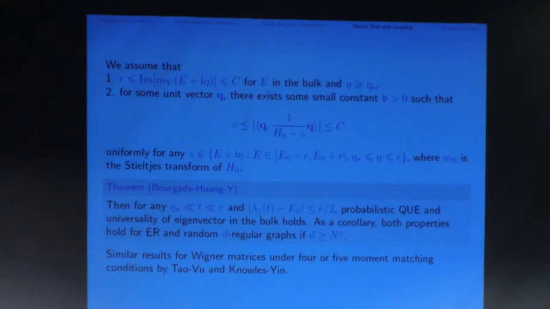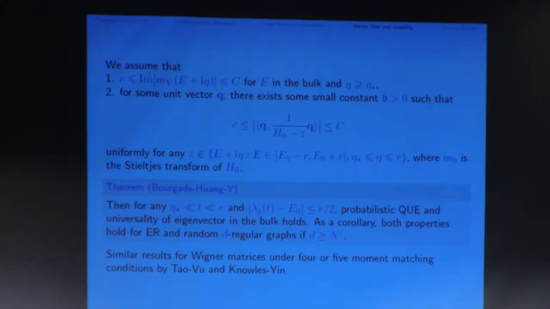And then once again, you wait for some time, eta star bigger than this T. You wait for some time bigger than your eta star. And then for the eigenvectors inside these regions, with the energy inside your interval assumptions, both this probabilistic QUE and also this eigenvector universality hold in the bulk. So this is a theorem parallel to the eigenvalues theorem.